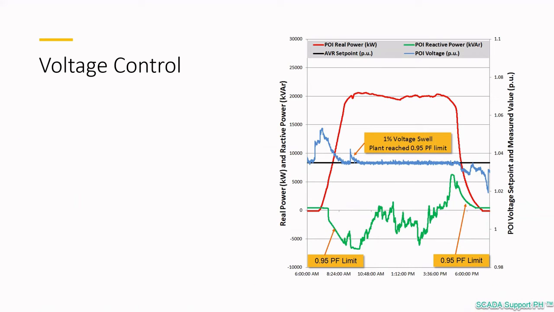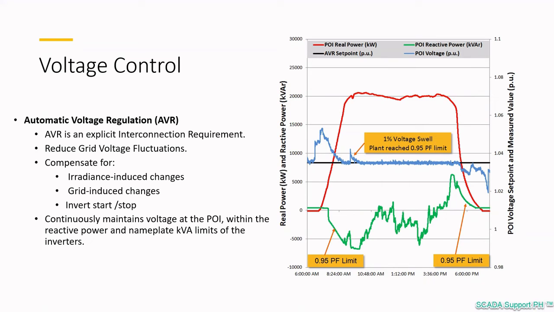Grid-tied PV inverters are voltage-controlled current source asynchronous generators. The utility and respective independent system operators are the ones defining the technical requirements for PV power plants to stay within a certain voltage range to support grid stability. This requirement can be fulfilled with the use of a PPC to regulate reactive power through automatic voltage regulation control. AVR is an explicit interconnection requirement.